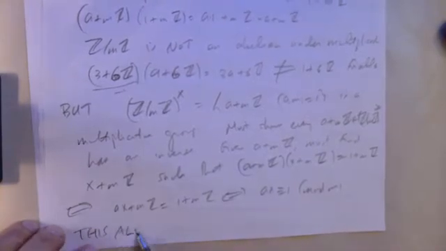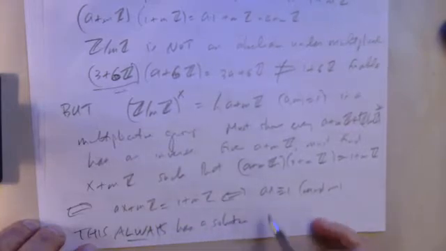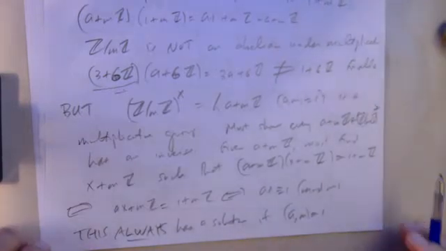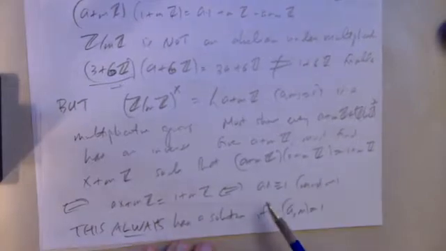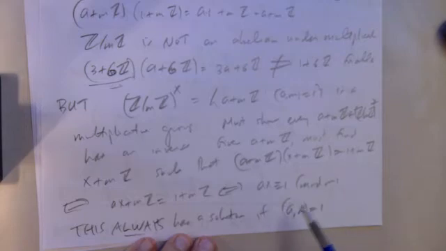But this always has a solution if the greatest common divisor of a and m is 1. That was our basic theorem about linear congruences. So we're choosing a congruence class relatively prime to m. That means a and m are relatively prime.